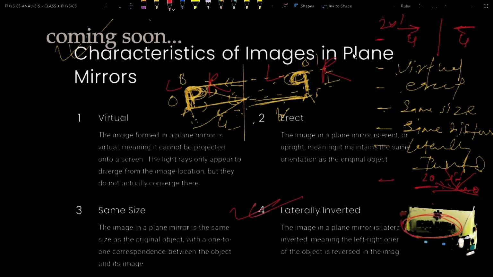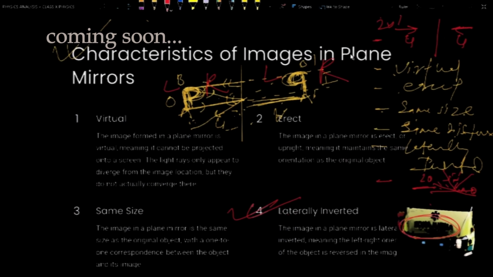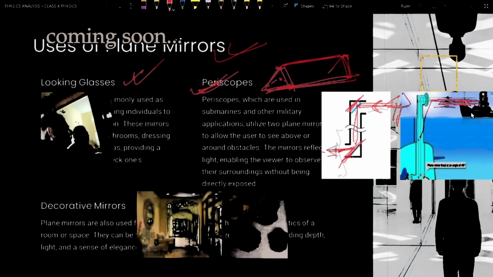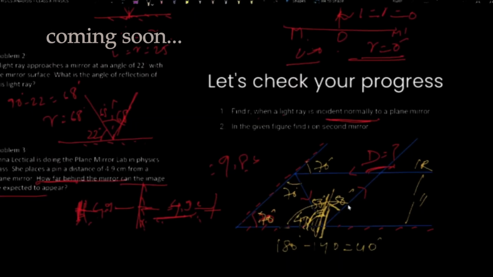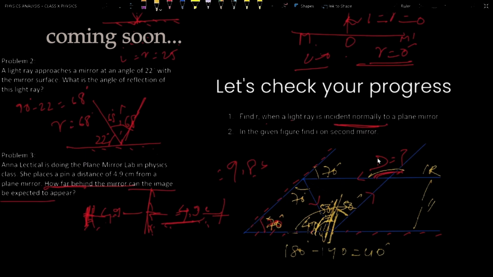So this is the characteristic image. Without coming out of the... So now let us discuss some questions. This is 140, then this will also be 140.